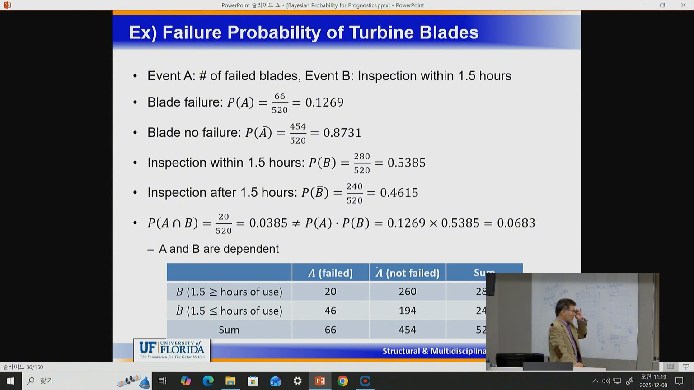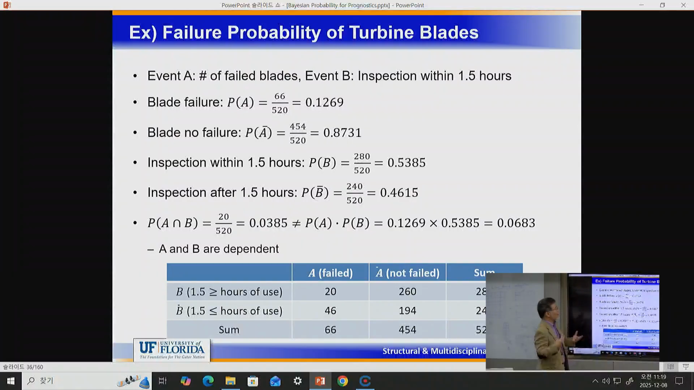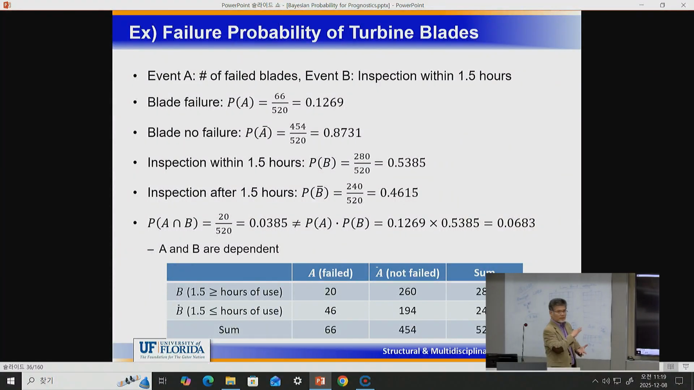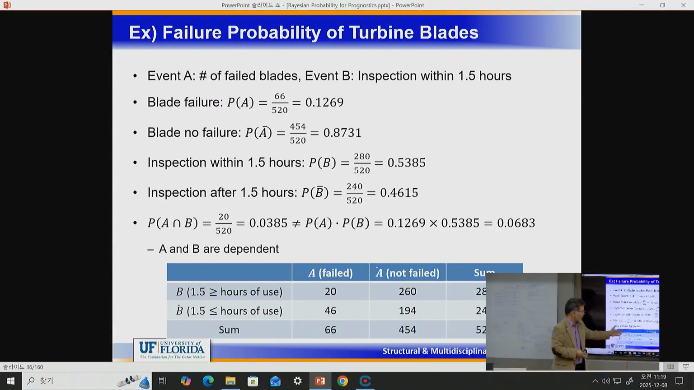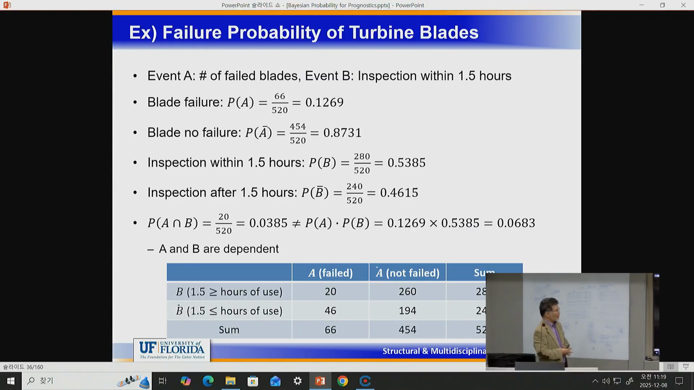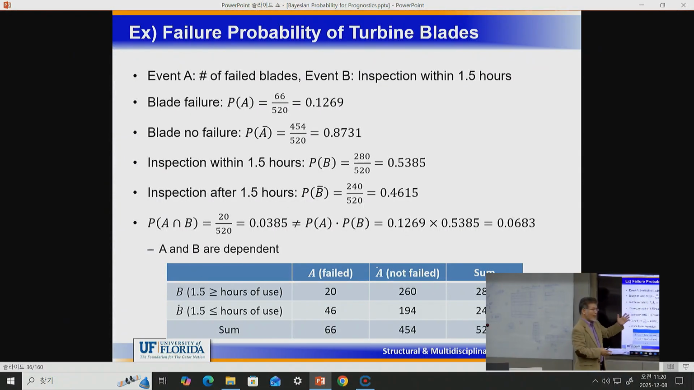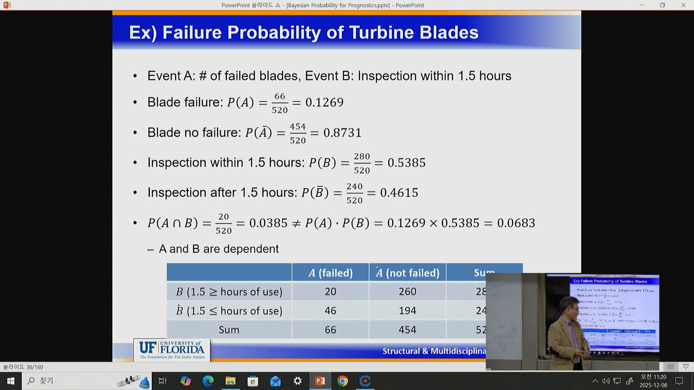Let's take more of a mechanical engineering type example. There are two methods. Okay? So event A is the number of failed blades in the turbine engine. There are many blades, and how many of them failed by each inspection is event A. And event B is the inspection interval. So B is inspection time is more than 1.5 hours, and B bar, the complement, is fails before 1.5 hours. So event B is inspection time based on 1.5 above or below, and event A is a failed or not failed.